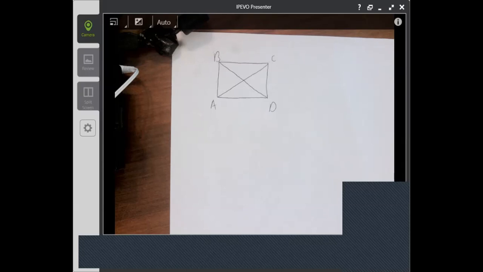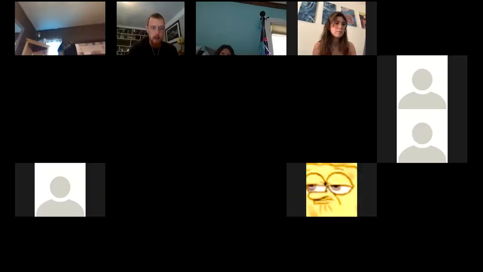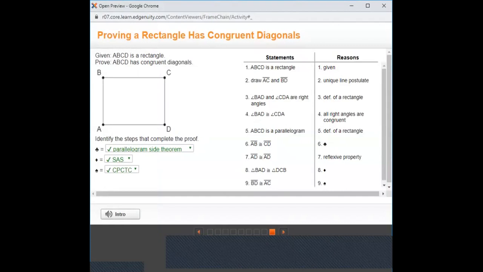All right, so the whole goal for this is to be able to prove that those diagonals AC and BD are congruent to each other. So let's look at that. It's saying that angle BAD and angle CDA are right angles. Well, we know that that's true because we know the definition of a rectangle. Those are the 2 angles in the bottom left and in the bottom right.